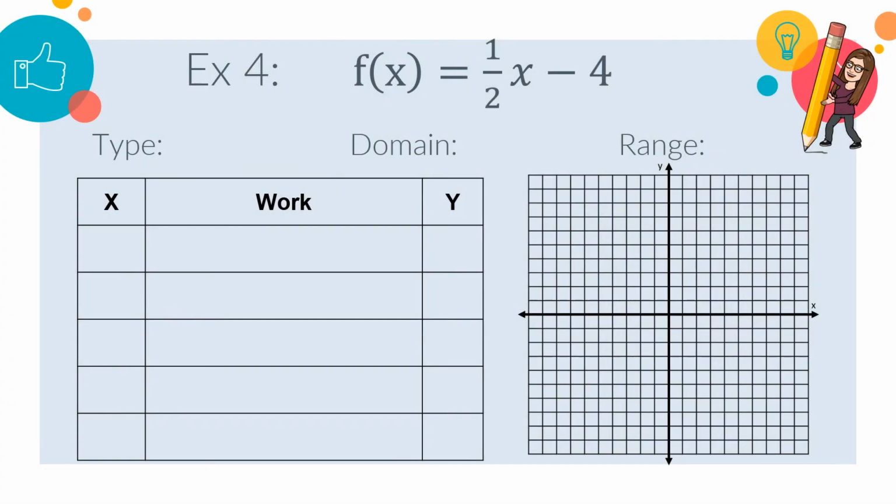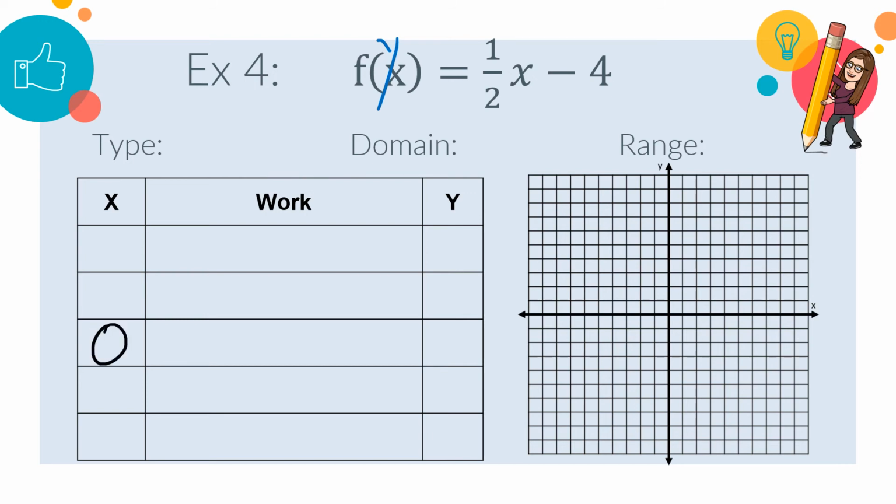Yes, we've got another one. Bear with me. If you can pause and jump ahead and do these on your own, fantastic. Please do so. First thing, isolate y. Done. Step 2, use or choose 5 x values.